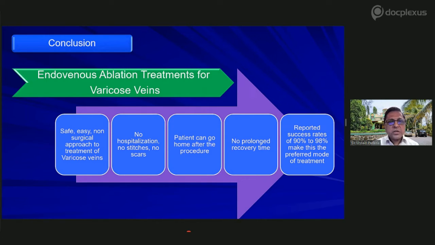So in conclusion, as far as the endovenous ablation treatments for varicose veins are concerned, as compared to surgery, you'll agree with me that these are safe, easy, non-surgical approaches to treatment of varicose veins. They don't require hospitalization unless, of course, you have Mediclaim, where in this country you need to stay in the hospital for 24 hours. There are no stitches, no scars. Patients can go home immediately after the procedure. There's no prolonged recovery time.